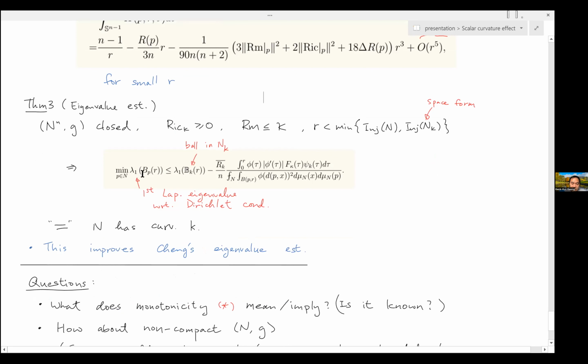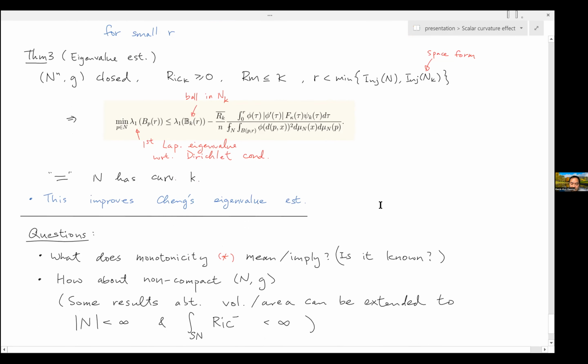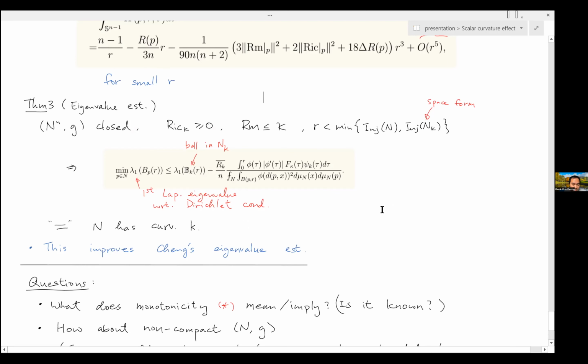But anyway, the conclusion is that we can actually improve his bound by such a complicated thing, but everything is explicit. So this phi here is actually the eigenfunction in this space form, but I don't want to write down the exact expression. I don't think there's an exact expression anyway. But this improves Yau's eigenvalue estimate, and this is also sharp. The equality holds if and only if the curvature is constantly k. So that's all the results I want to tell you.